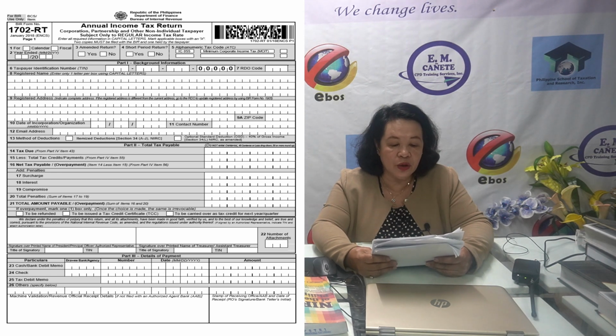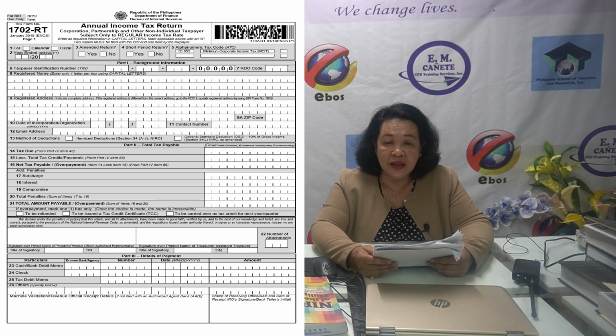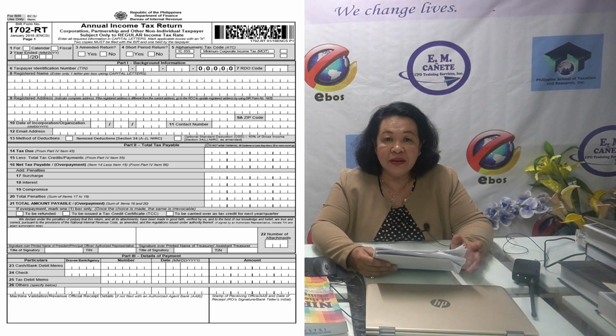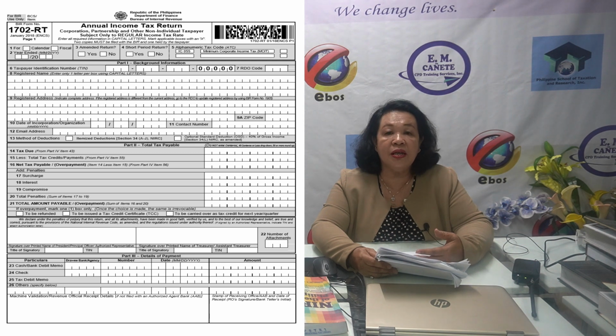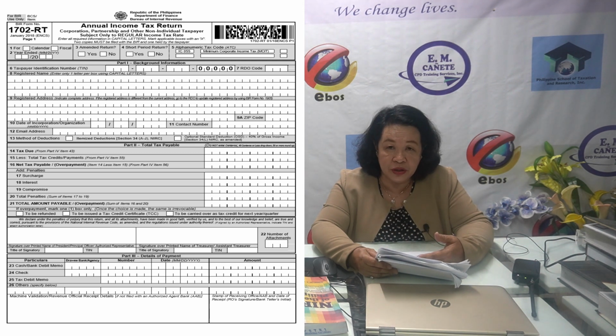Registered address: indicate the complete address. If the registered address is different from the current address, go to the RDO to update the registered address by using BIR Form number 1905. BIR Form 1905 is the form that you will be using to update your information in the RDO. But since this is a return for a corporation, going to the RDO of the BIR is not enough. Why? Because you will be required to go first to the Securities and Exchange Commission, because the Securities and Exchange Commission is the regulatory body for all corporations.